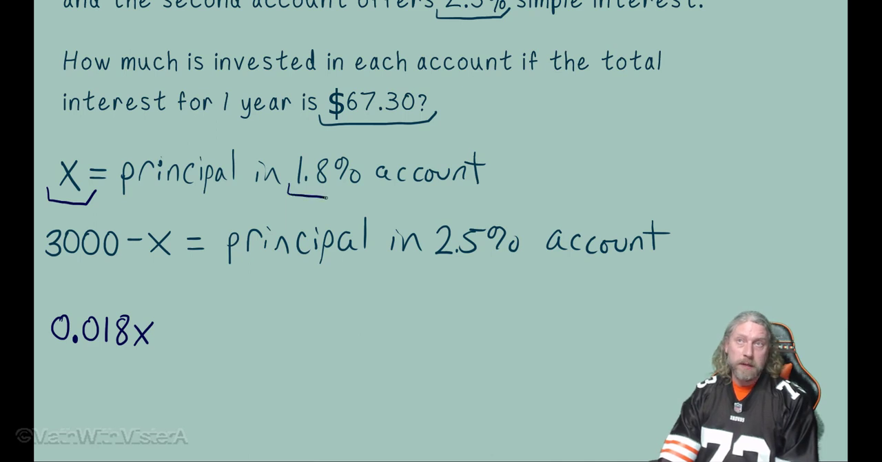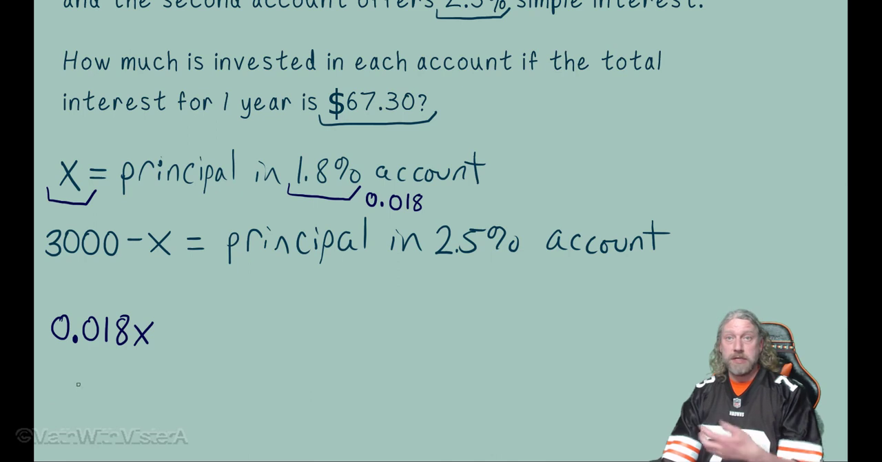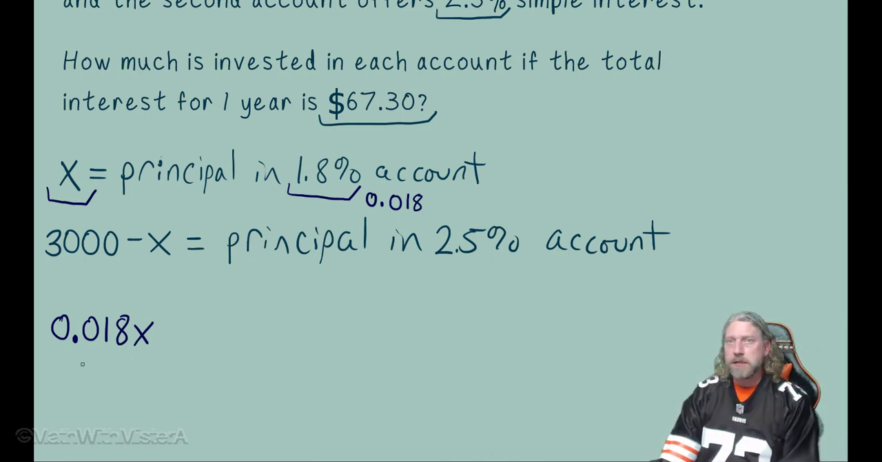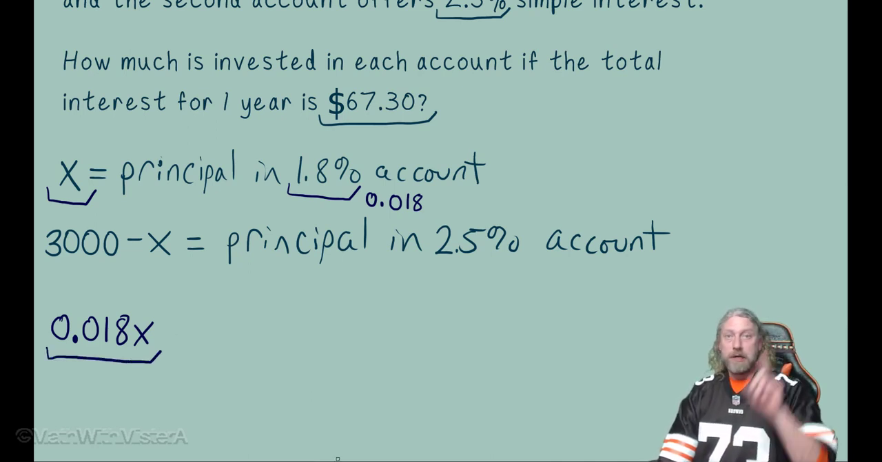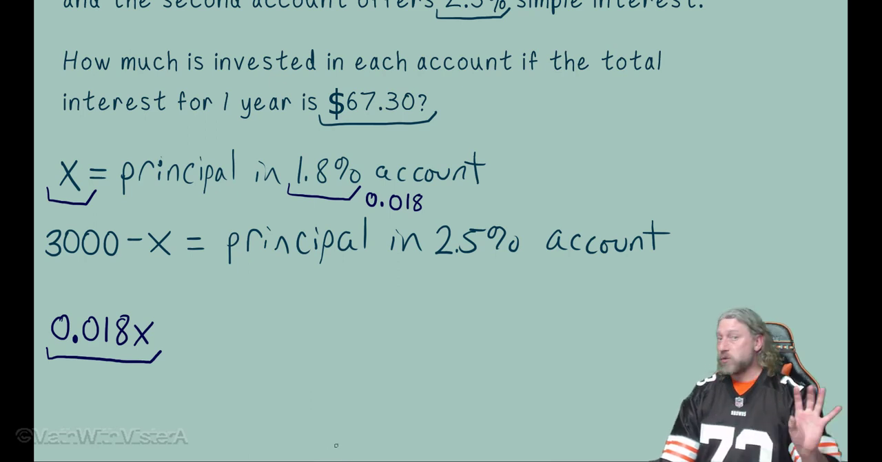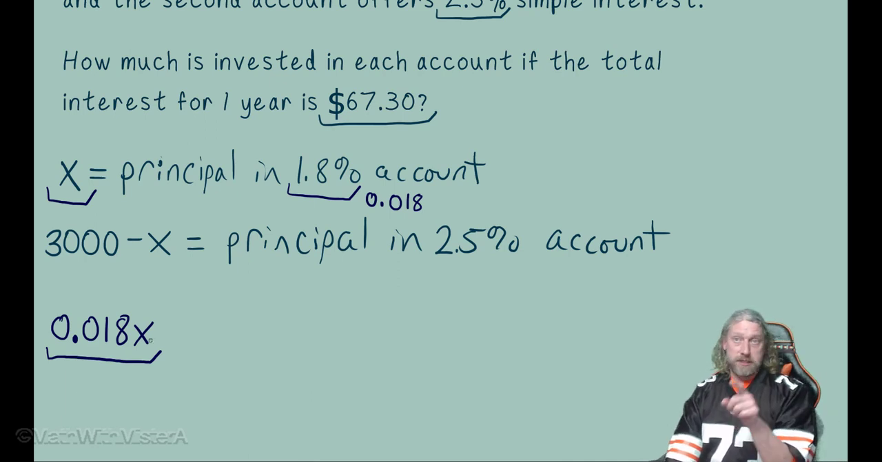It was a 1.8% interest rate, so as a decimal, that would be 0.018. And our interest amount is the multiplication, 0.018 times X. So that first term right there represents the amount of interest from the first account. The best way we can do it while we still don't know what that principal is, is to say, well, whatever that principal was, you do it times 0.018, and that's how you get the interest.